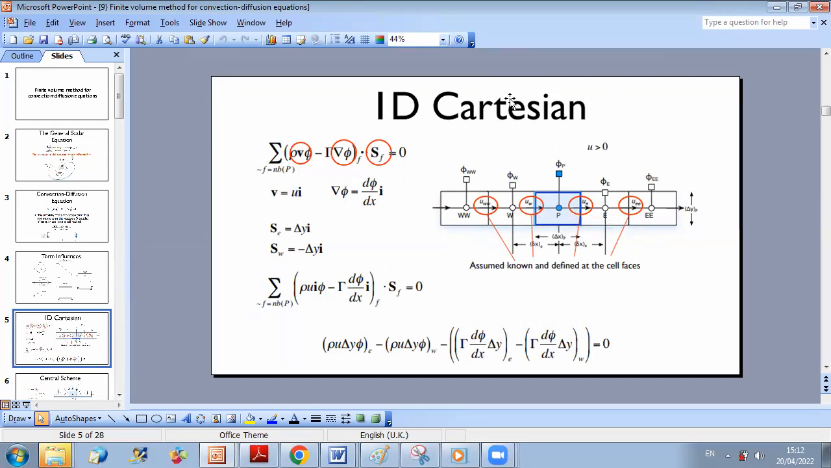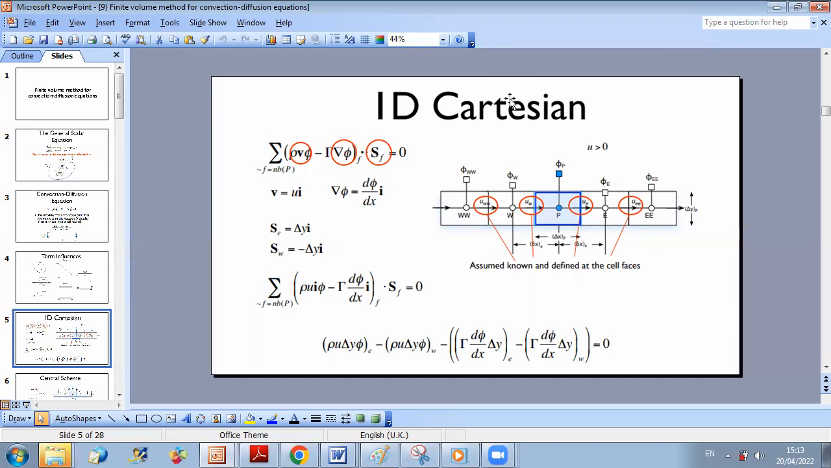And then you will replace derivatives d phi by dx by delta phi over delta x, and you will identify what are the coefficients of phi at P, phi at west, phi at east, etc. Here we'll take the 1D case. We have already taken the 2D case for pure conduction.